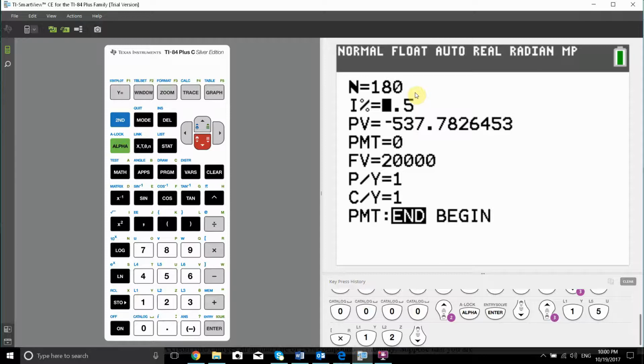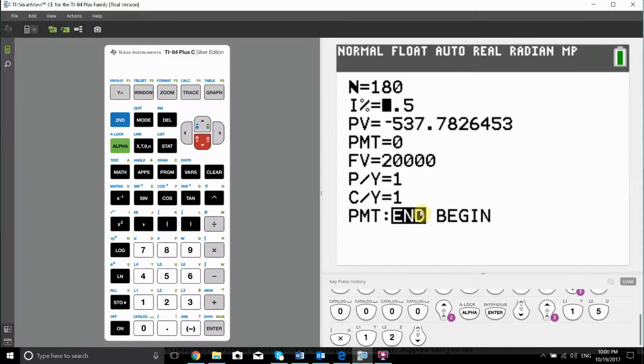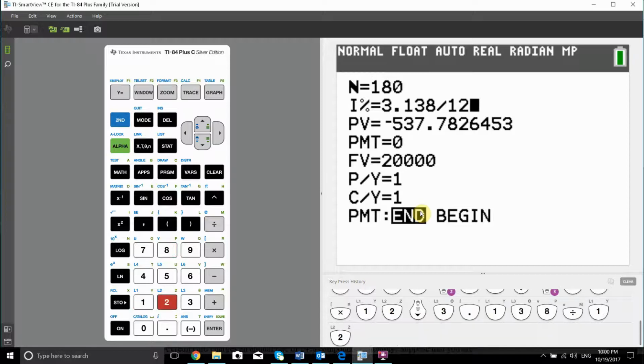And next is our interest. Our interest is 3.138%, and that is an annual interest. So you need to convert it to a monthly interest by dividing the annual rate by 12. Okay? And then this is your monthly interest, 0.2615%.